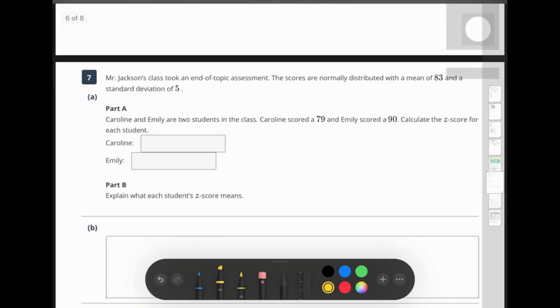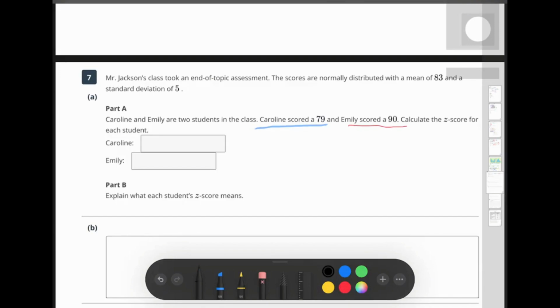Mr. Jackson's class took an end of the topic assessment. These scores are normally distributed with a mean of 83 and a standard deviation of 5. Part A, Caroline and Emily are 2 students in the class. Caroline scored a 79 and Emily scored a 90. Calculate the z-scores for each student.